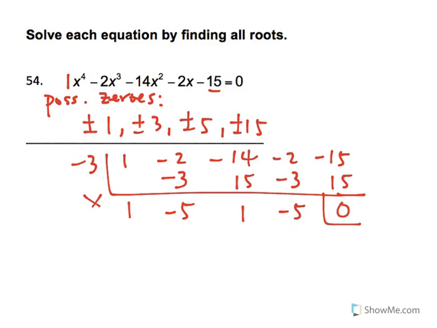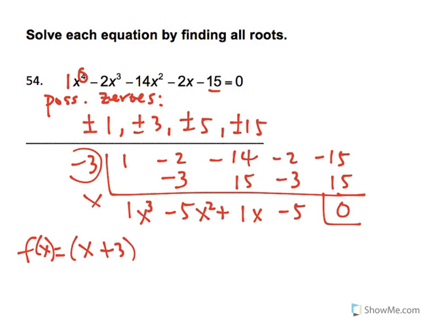So let's rewrite the rest of the terms. We will have x to the third. We're reducing it by 1, so it went from 4 to 3. And then this is x squared plus x minus 5. So we're going to write this as f of x equals x plus 3. That's going to give us the root of negative 3. And then x to the third minus 5x squared plus x minus 5.